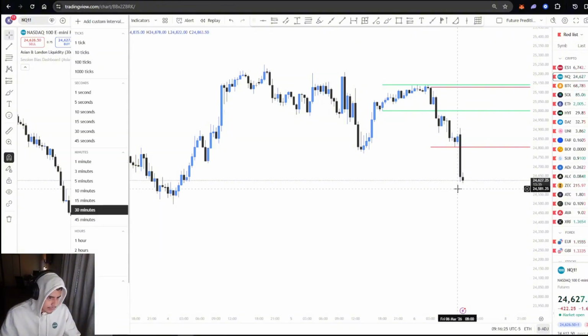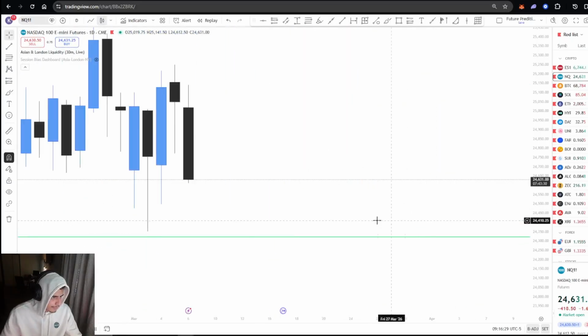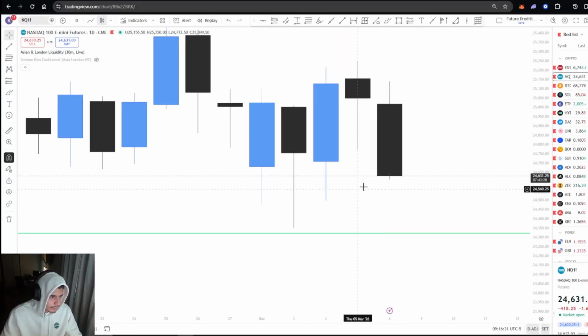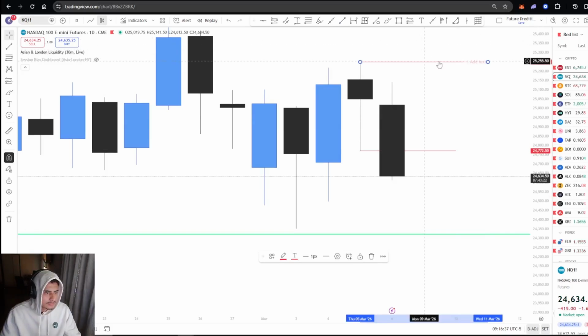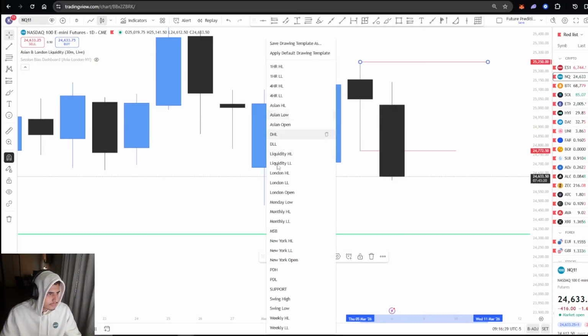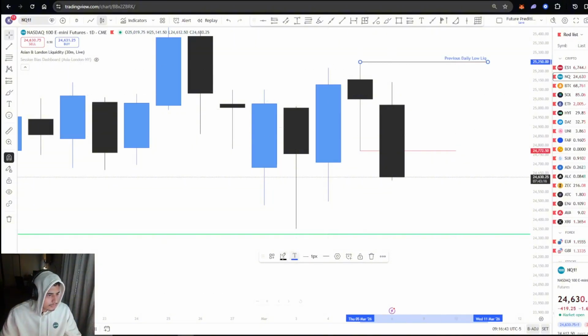So we're on a Friday, so we gotta mark our previous daily lows from Thursday. So Thursday, we got Thursday's. Switch these to previous daily lows. These are my previous daily highs.